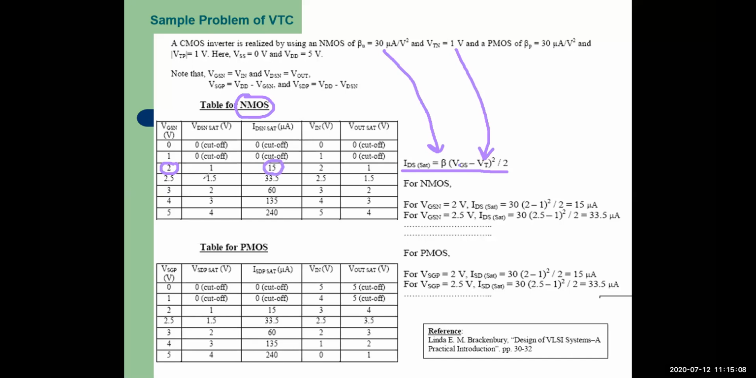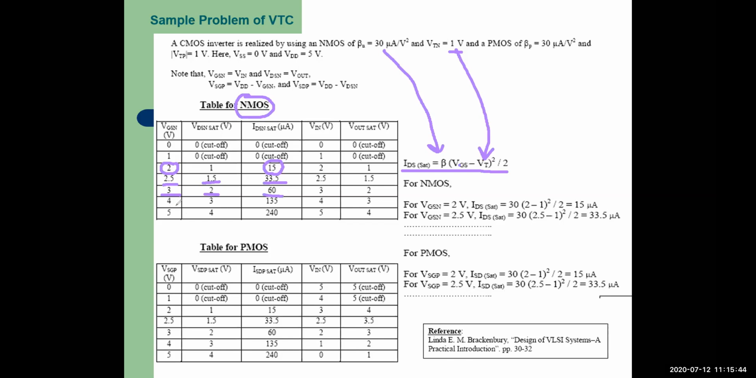So put it there. 2.5 minus 1 is equal to 1.5, so it is not cut off. Let's use the formula again. 30, 2.5 minus 1 whole square divided by 2. This will give you 33.5. Next one, 3 minus 1 is equal to 2, so it is saturation. Let's put the formula. Beta is equal to 30, VGS is equal to 3, VT is equal to 1, whole square divided by 2. That will give you 60.